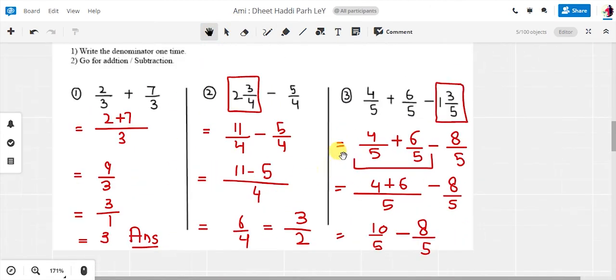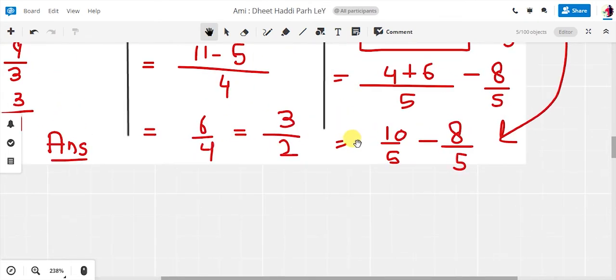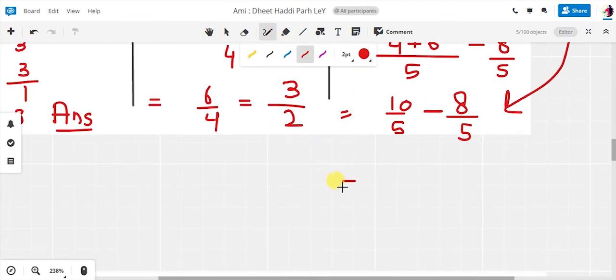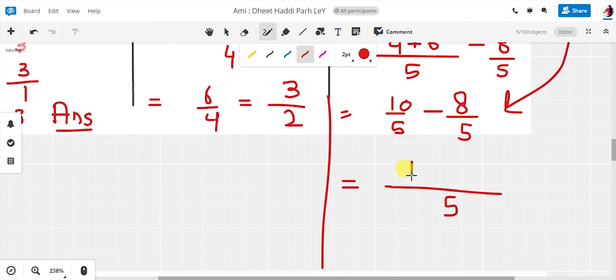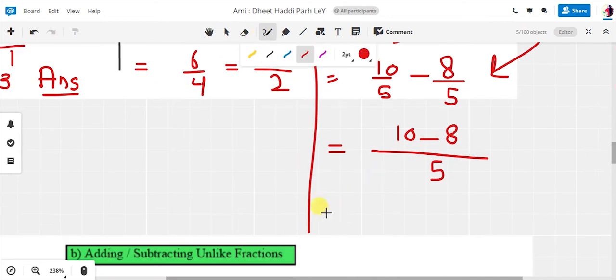Now see, we started our question from three fractions and we have successfully reduced to two fractions, right? Now we are going to solve these two fractions. Write the denominator one time. Since these are like fractions, go for subtraction. So 10 minus 8. I'm following every step just to make sure that you know everything. If you know the concept, you can solve it directly. So 10 take away 8 is 2 over 5. So this is our final answer.